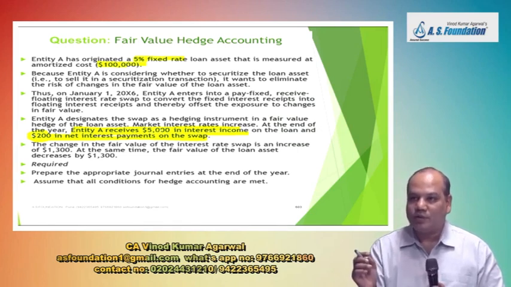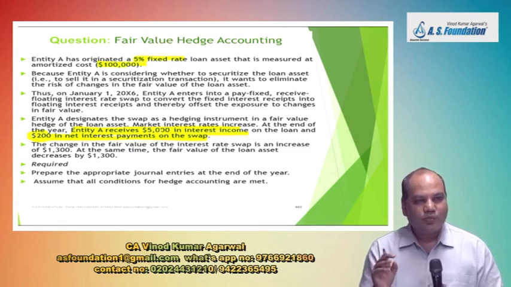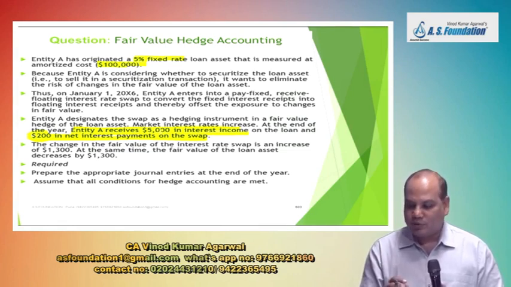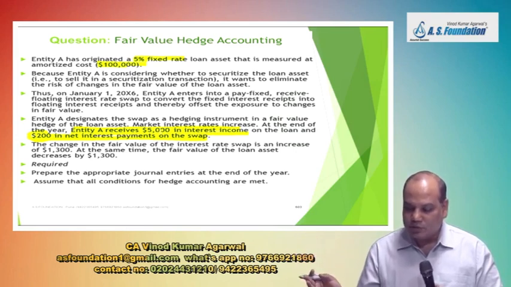Now this is interest received. Two interests you are receiving. One on the loan asset. Second, the differential interest on the interest rate swap. So bank account debit, to interest, 5,000 and 200, total 5,200.